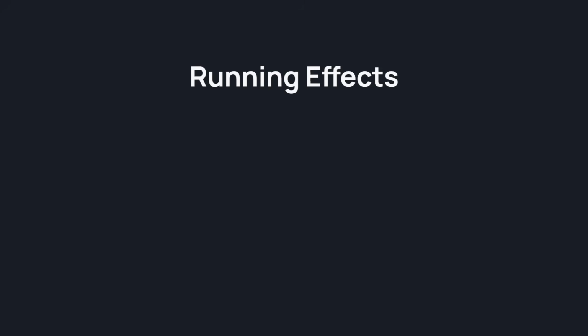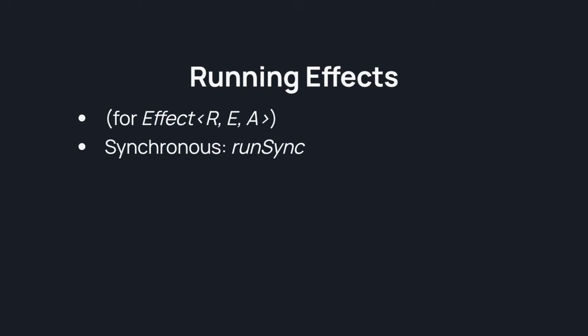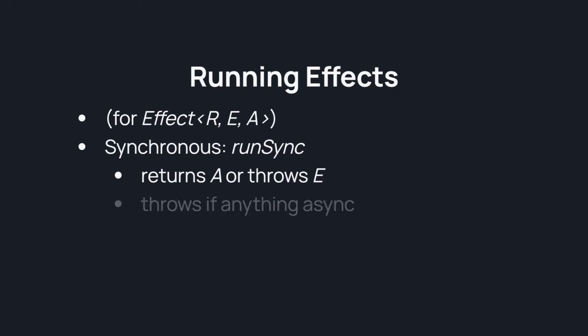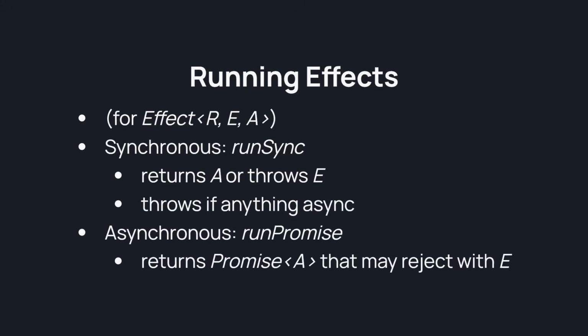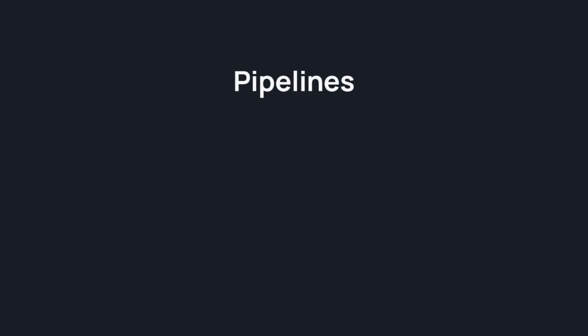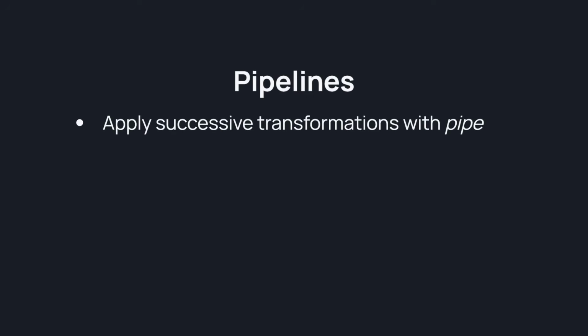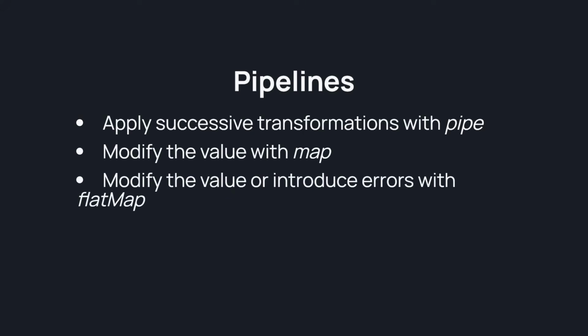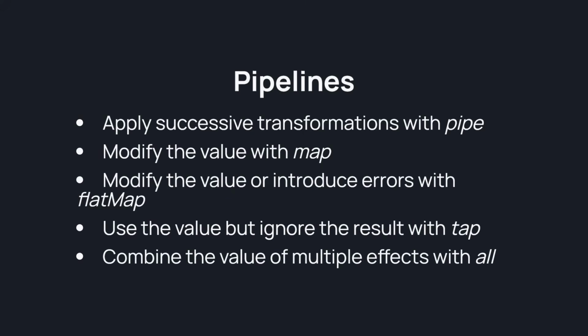Effects should only be run at the edges of our program when required to finally yield a value. For purely synchronous effects, we use run sync, and if even a single effect contains asynchronous code, we must use run promise. Most of our effect code will take place in pipes, where we can transform the value through multiple functions. We can manipulate the values inside of an effect with map and flat map, trigger side effects with tap, and combine multiple effects with all.